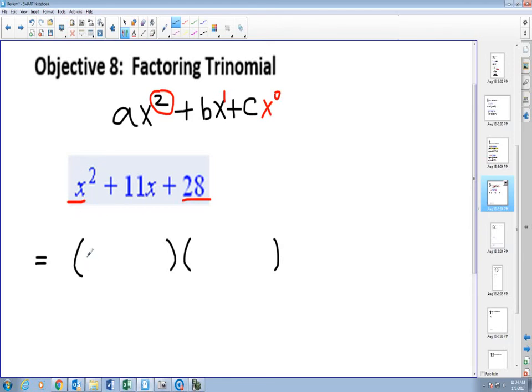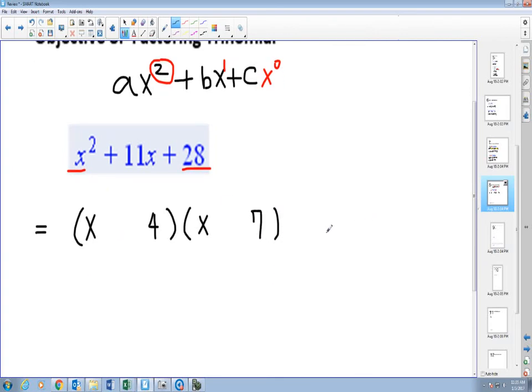So what makes x squared? 1x and 1x. What makes 28? What times what is 28? The first one most people think of is 4 times 7. So you're writing these numbers. Now you are actually trying to do your FOIL method backwards, because your outer gives you 7x, your inner gives you 4x, and we want to make sure my inner and outer combined will give me my middle term 11x. Which it can, because 7 and 4 added together is 11.